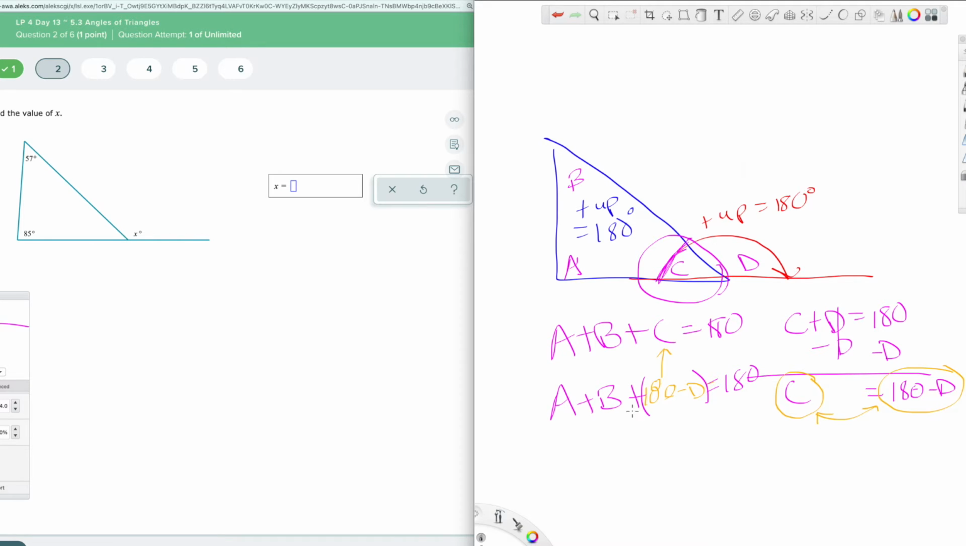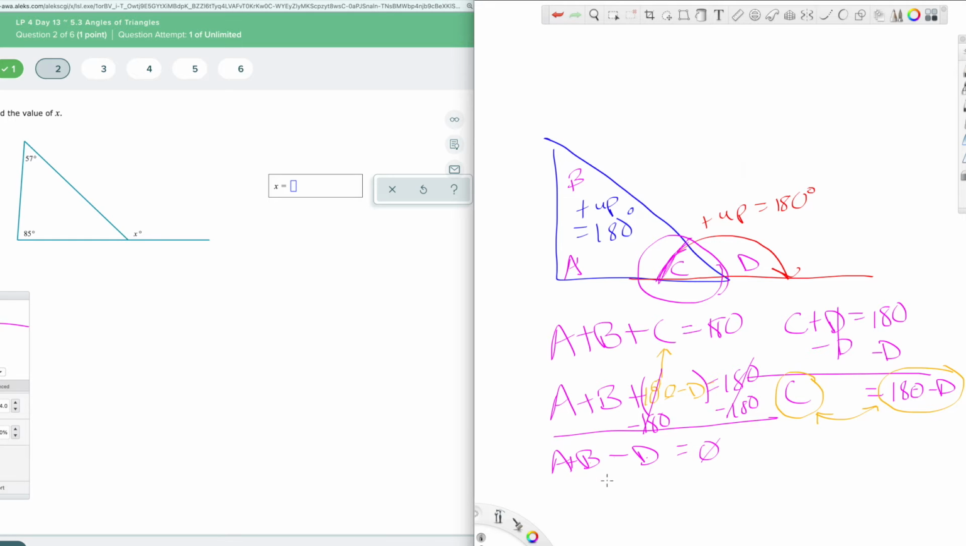So now what I want to do is move the 180s together. So I'm going to subtract 180 from both sides. I have A plus B minus D, because the parentheses just drop away. The parentheses were just to show that it was kind of together as one piece. 180 minus 180 cancels, 180 minus 180 cancels. So we get 0. So A plus B minus D equals 0.